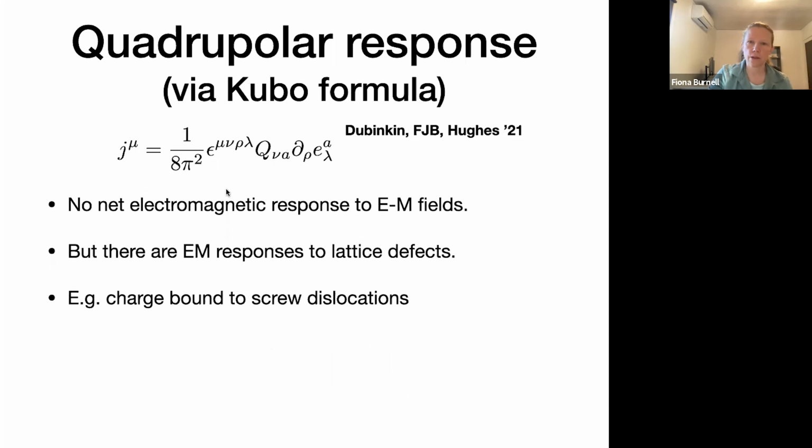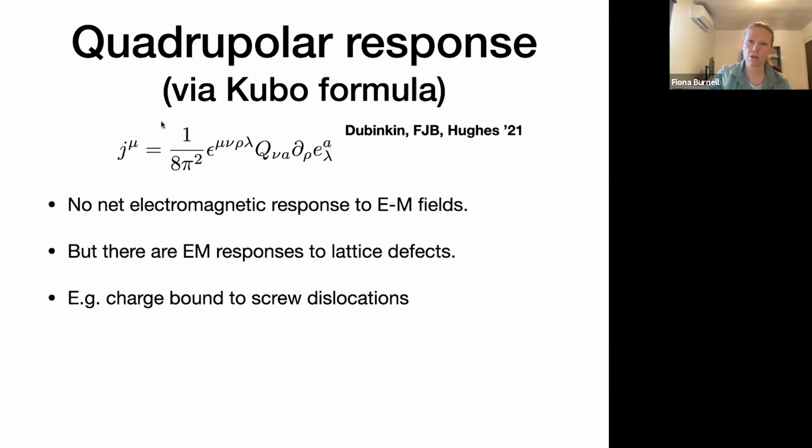And so what this means in practice is that if I apply electromagnetic fields, I'm not going to see a net charge density, current flow, et cetera, when I add up the contributions of all the Weyl nodes. But what you do get is an interesting electromagnetic response to certain lattice defects, okay? And so one of the things that this predicts is that if you have, for example, a screw dislocation, that's going to bind a charge.